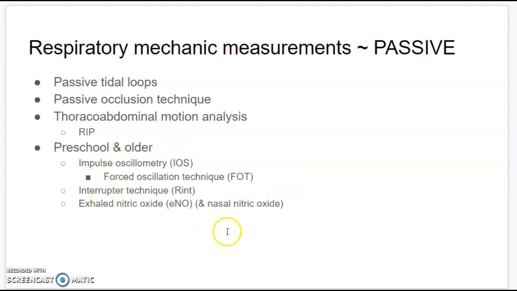Now, with preschool and older kids, we can use some different techniques. The impulse oscillometry, interrupter technique, and exhaled nitric oxide are all options.